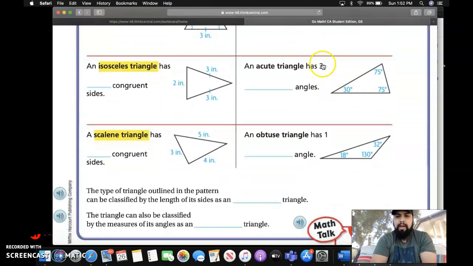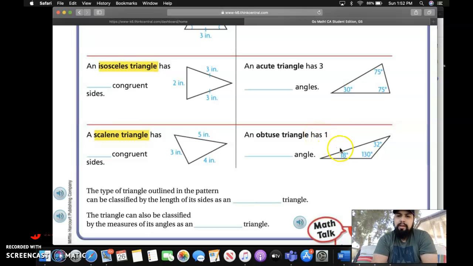An acute triangle has 3 acute angles. Well, let's look at the angles. We have this one that's 30 degrees, this one that's 75 degrees, and this one that's 75 degrees. What kind of angle do these all have in common? I'll let you think about that for a second. Yes, they are acute. Acute means that they are less than 90 degrees. Less than 90, less than 90, less than 90.